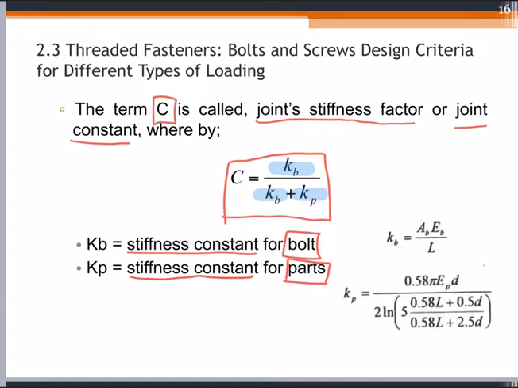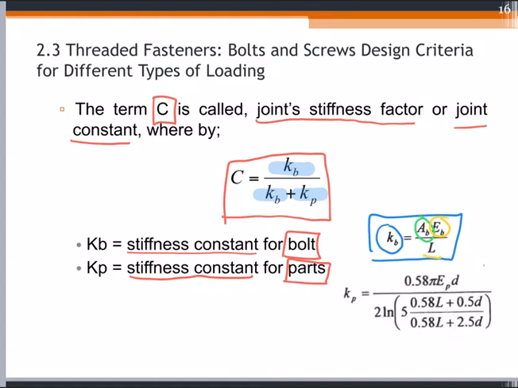The value of the stiffness constant for the bolt, Kb, can be found from this equation, which is AB EB over L, where AB is the cross-sectional area of the bolt, EB is the modulus of elasticity for that bolt, and L is the grip, which represents the approximate length of the clamp zone.